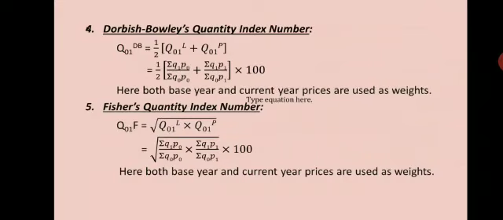Then the fifth method is Fisher's quantity index number. The formula is Q01 of Fisher's, which is equal to the square root of Q01 of Laspeyres into Q01 of Paasche's, which is equal to the square root of summation Q1 P0 divided by summation Q0 P0 into summation Q1 P1 divided by summation Q0 P1, into 100. Here both base year and current year prices are used as weights.